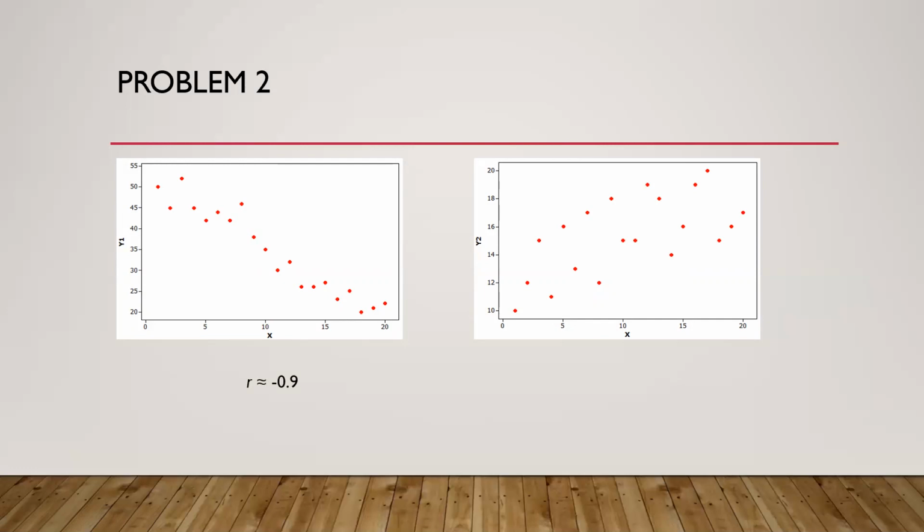On the right, we see an upward trend, but this one is not as strong. This would only have moderate strength because the dots are a little more scattered about an imaginary upward sloping line. But still, it is a positive trend. So we would choose positive 0.5 for R.